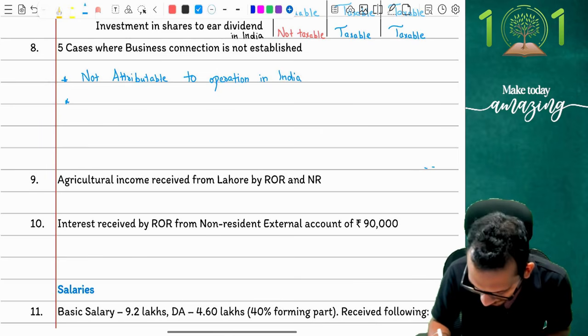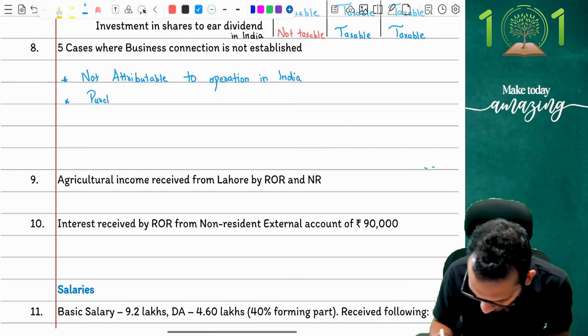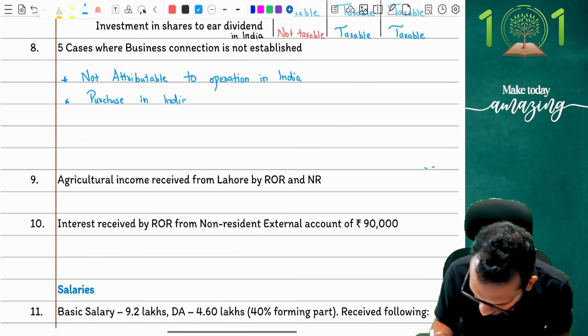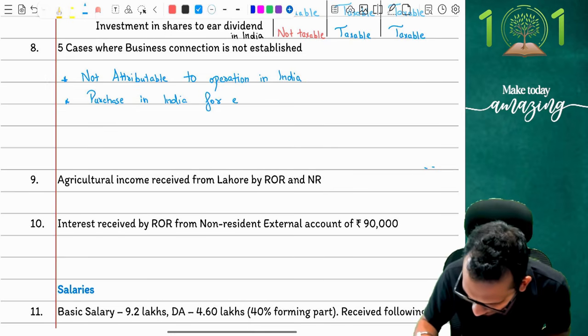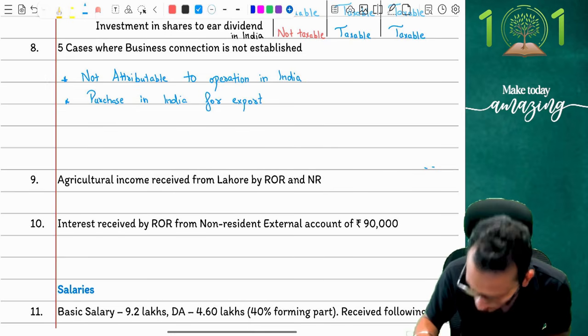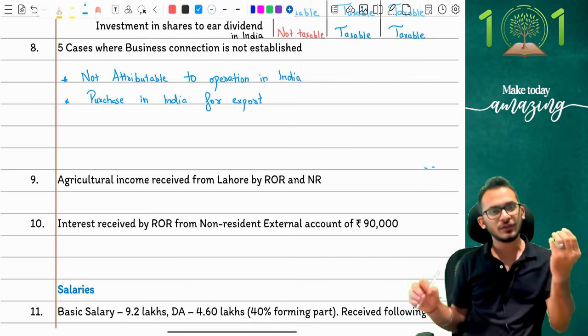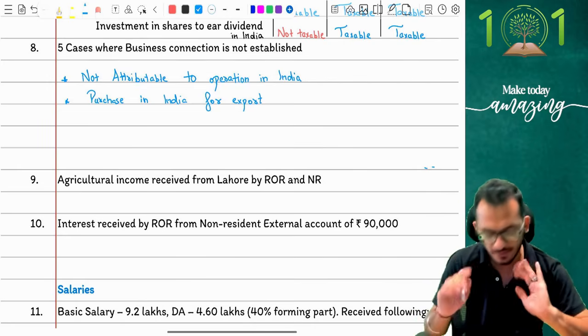Second, when it is purchase in India for export purposes. If you are going to buy things in India and then export it out of India, India is extremely happy with you because you are getting foreign reserves for me, not taxable.